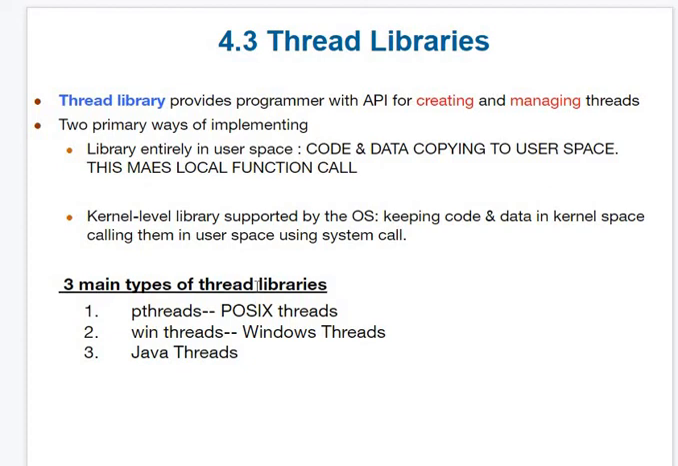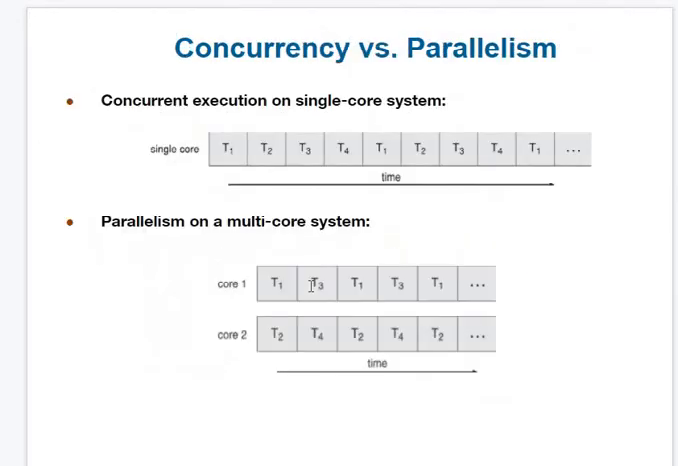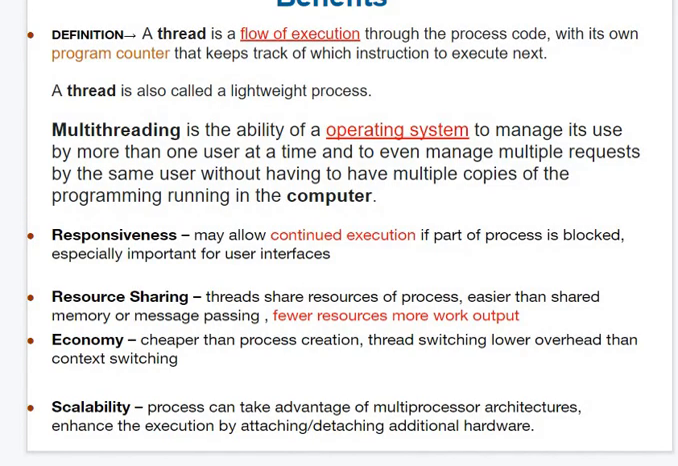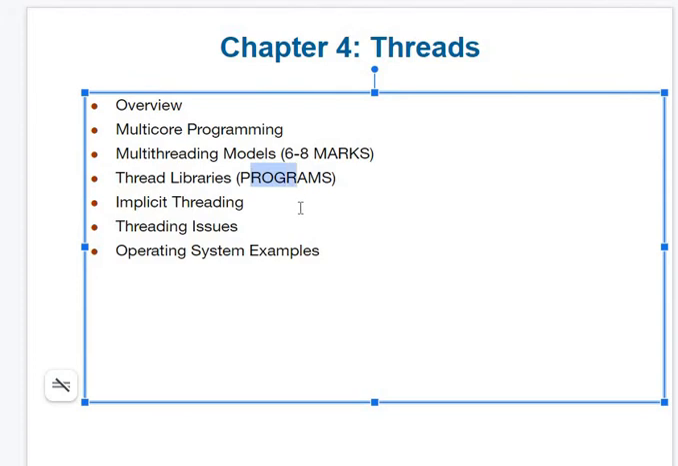Let's see now the next important heading, thread libraries. Here also you can expect a 5, 6 or 8 marks question, which I have mentioned in the initial portion. Here you can see the importance. Thread libraries is a program explanation. I'll try to do this so that students are able to rewrite the program in the examination if it is asked.